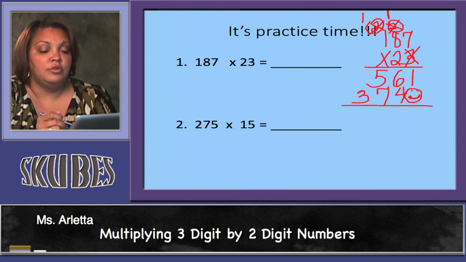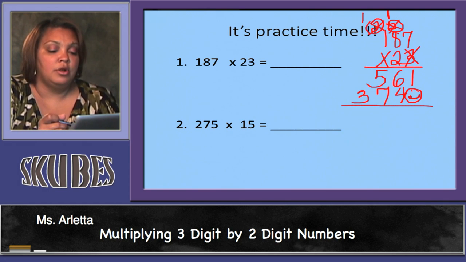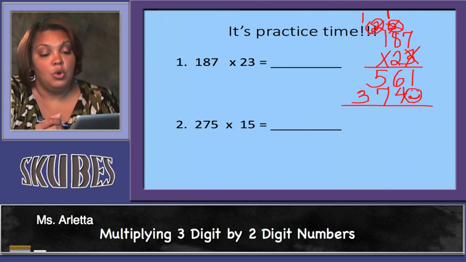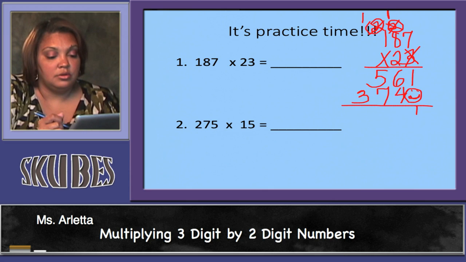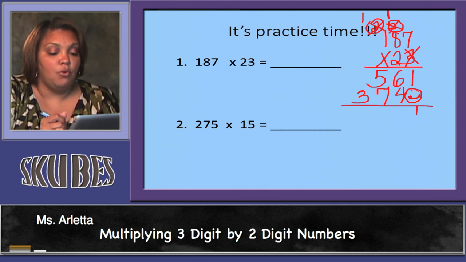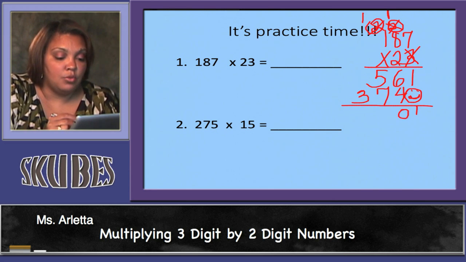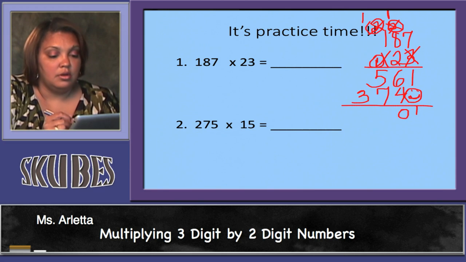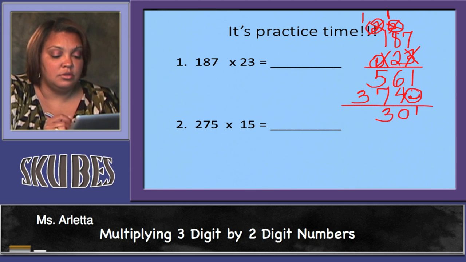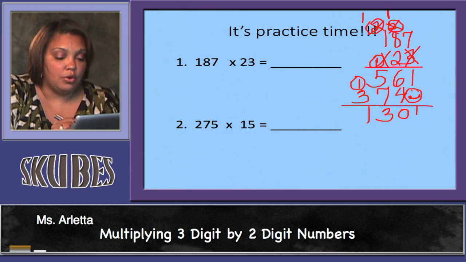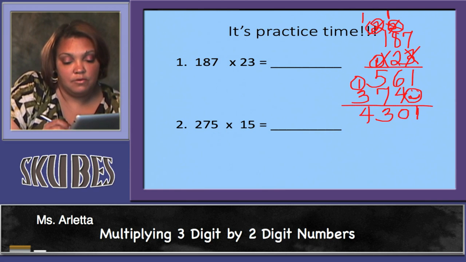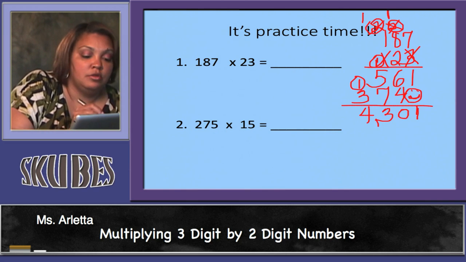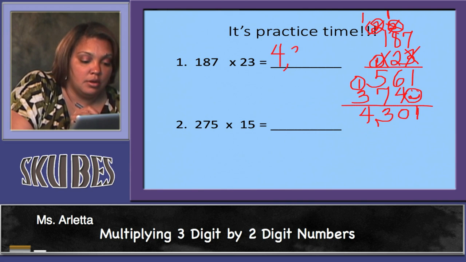I have my 0 underneath my 1, the 4 underneath my 6, and the 7 underneath my 5. 1 and 0 is 1. 6 and 4 is 10. Carry your 1. 7 and 5 is 12, plus the 1 makes 13. Carry your 1. So 3 and 1 is 4. You have an answer of 4,301.